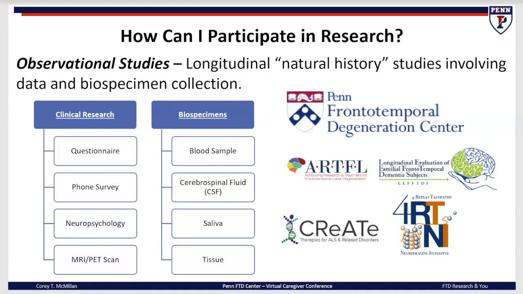The types of biospecimens that are often collected include a blood sample, just like getting a regular blood test clinically. This blood sample can then be used to develop a blood test for FTD, which would be an ultimate goal, as well as being able to do genetic testing from blood samples for research, looking at risk factors and other unknown factors that may help us explain why FTD is so different in different people.